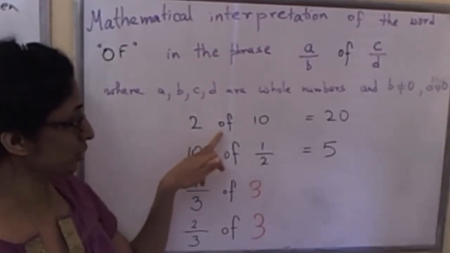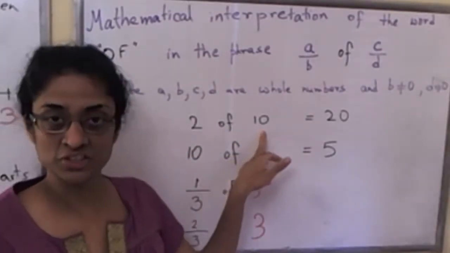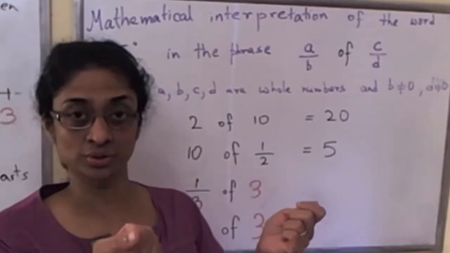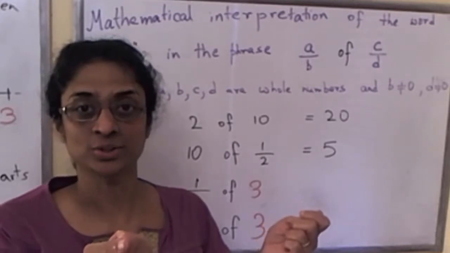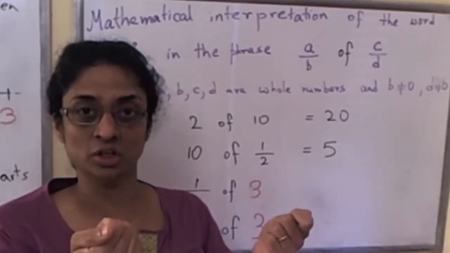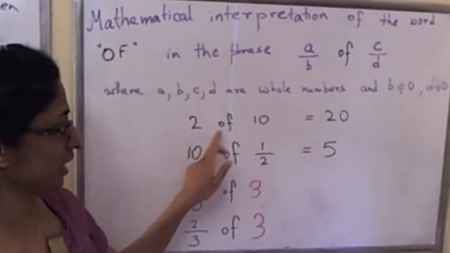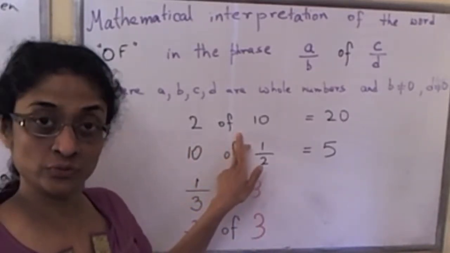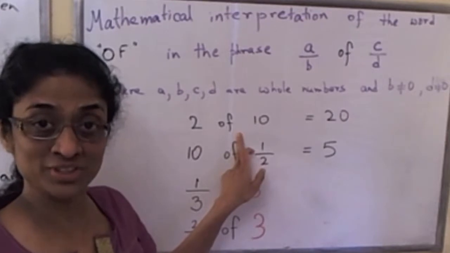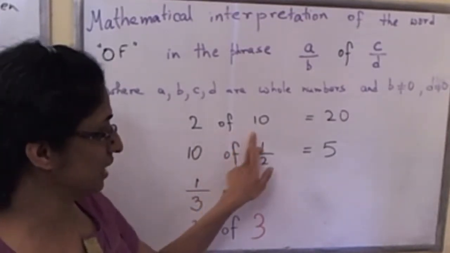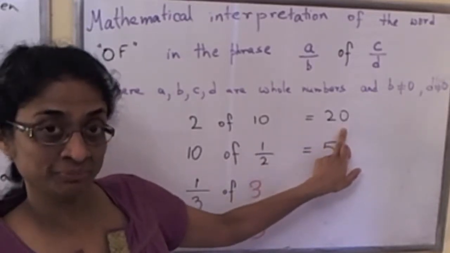When we write 2 of 10, think of a situation where you have a $10 note in one hand and another $10 note in the other hand. So you have two copies of $10 notes, and that's clearly 20. So 2 of 10 is a shorthand version of two copies of 10, and with that knowledge it's easy to see that 2 of 10 equals the number 20.